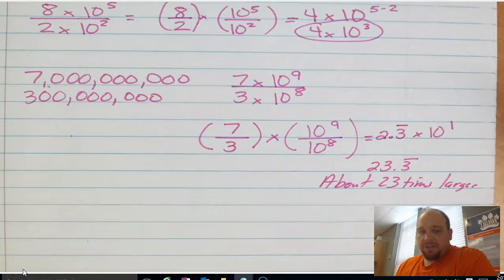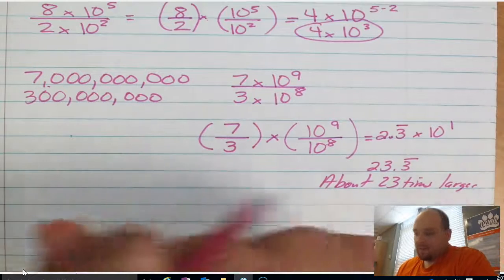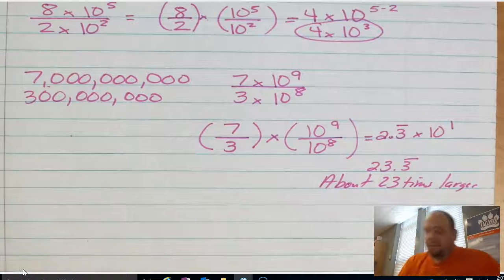So world population in 2010 was about 23 times larger than the population of the United States. Good luck with your division of scientific notation.